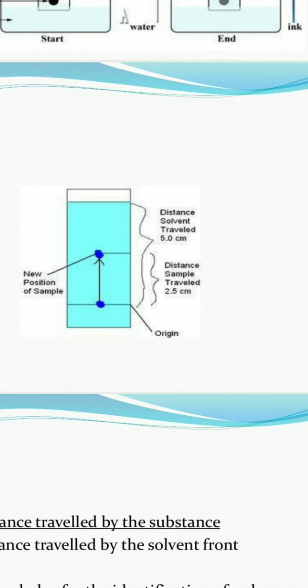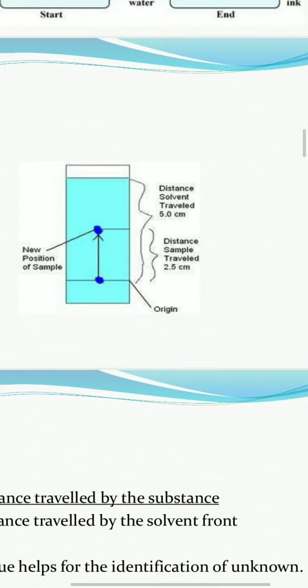Here you can see that the dot, or the sample, traveled around 2.5 centimeters. Its new position is around 2.5 centimeters above the spot where you placed it earlier. And the mobile phase containing the water or another organic solvent travels along the whole paper, a distance of around 5 centimeters.